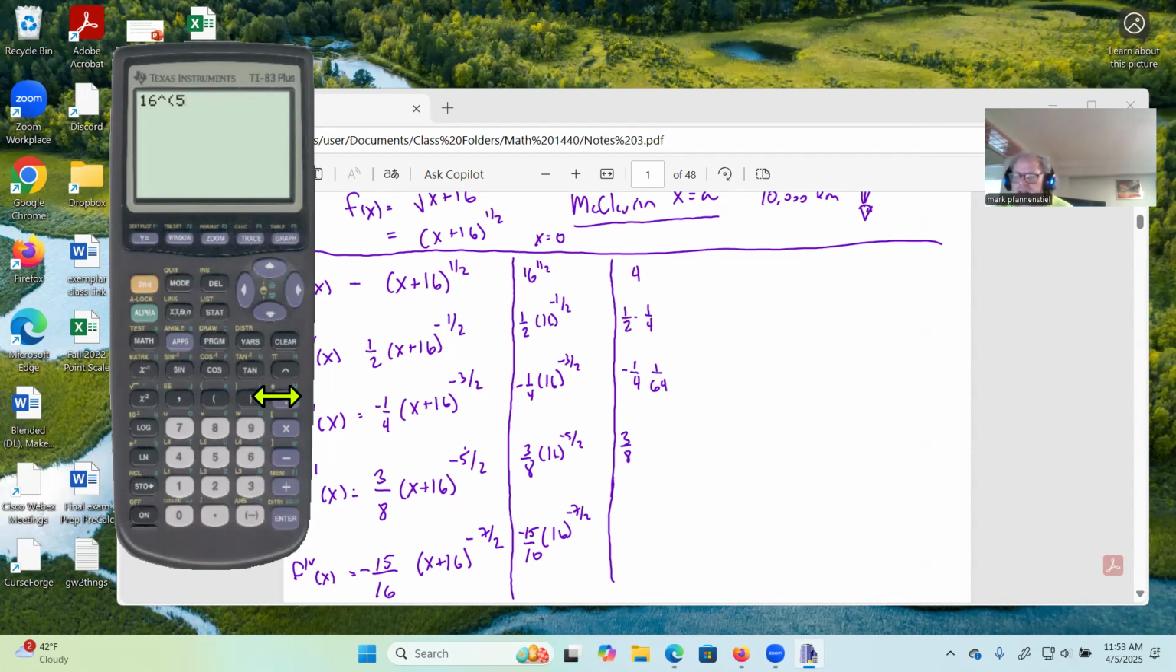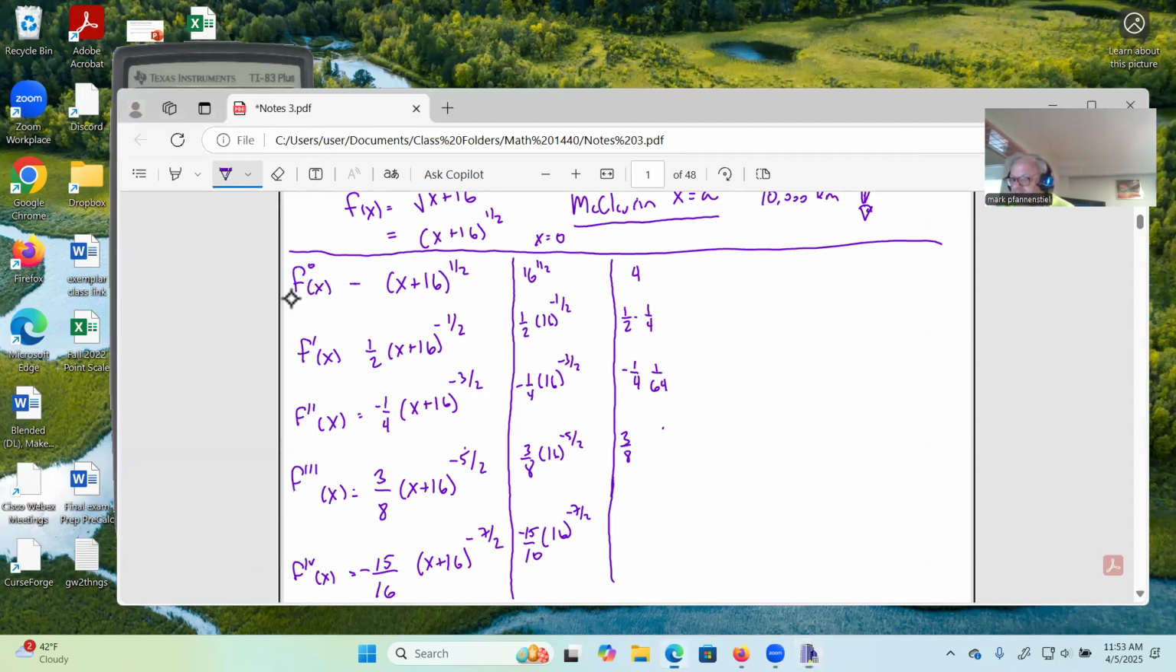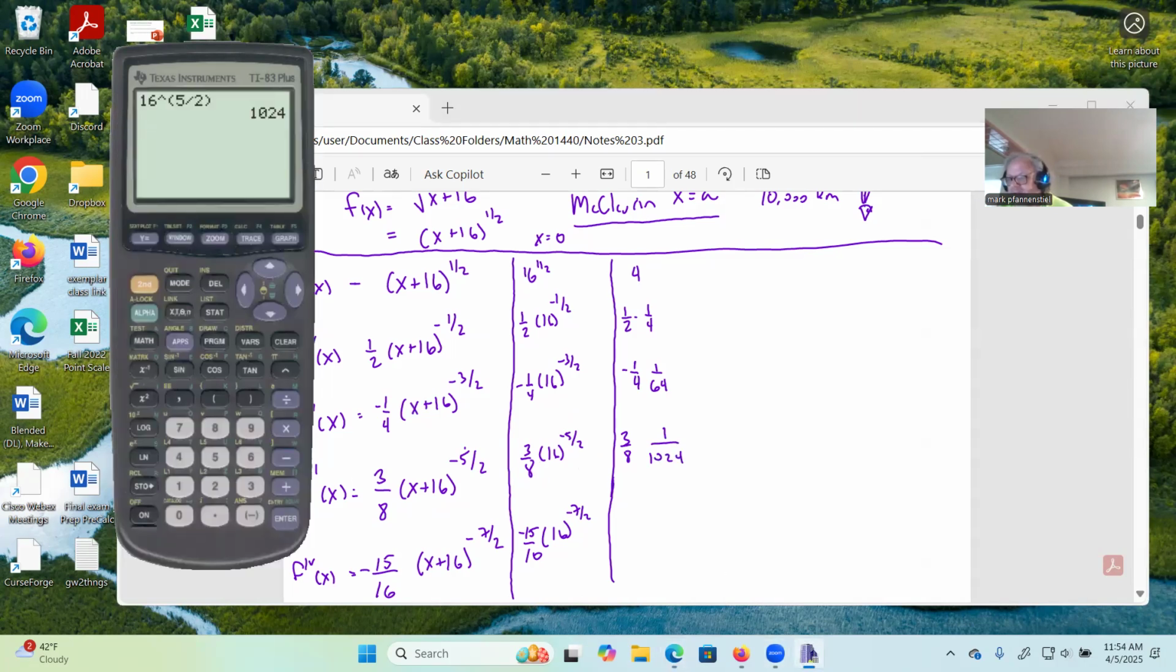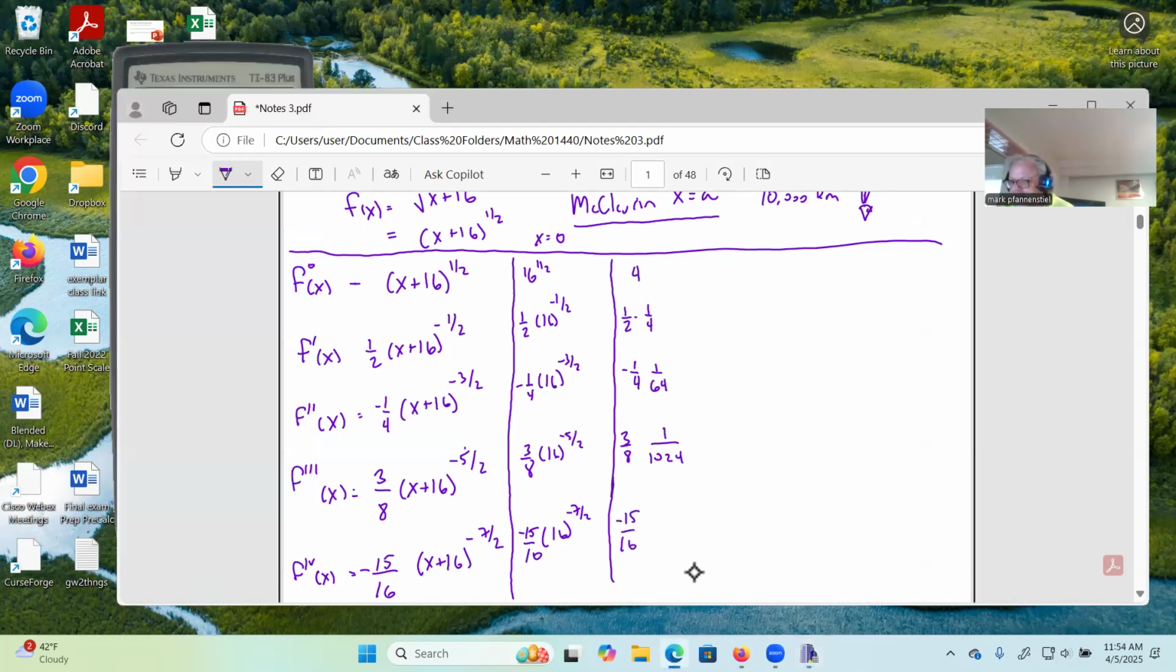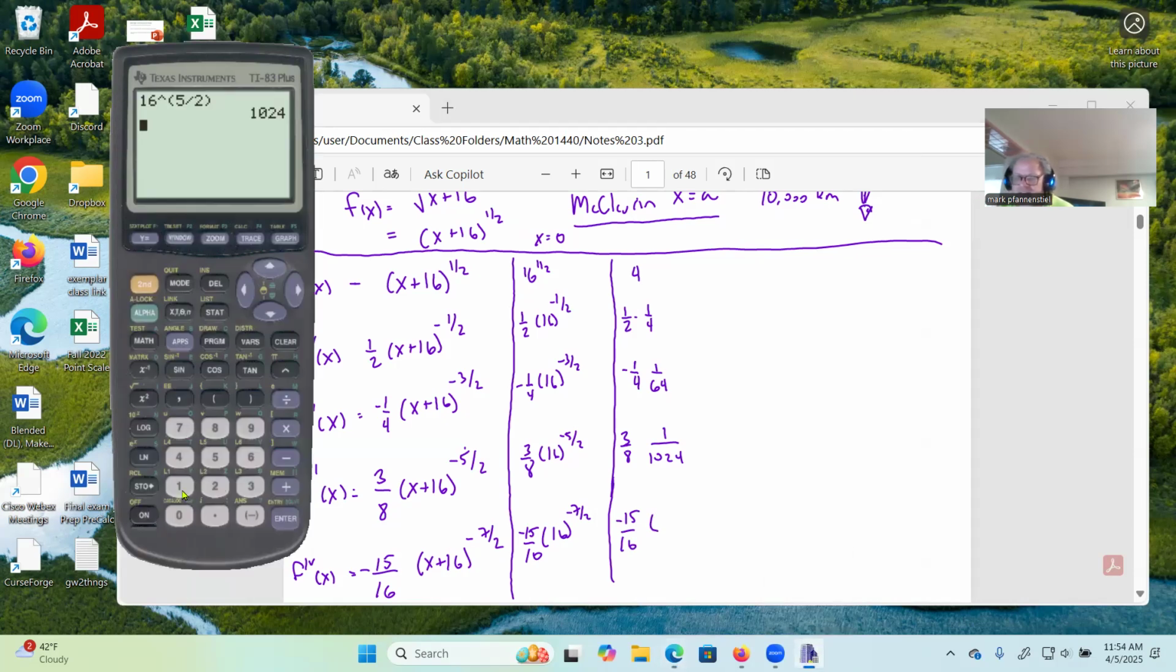Okay. And it's like, what about it says it's negative? I'll put it under a 1 in just a moment, but this is easier to see for what's going on here. So it's 1 over 1024 here. Okay, so these numbers are going to get kind of awful quickly. Okay, so here we have negative 15 over 16 times, and now I've got to do 16 to the negative 7/2. So we're going to say 16 caret, and then we're just going to put a parentheses here. I'm not going to worry about the negative. I'll do that in my head.